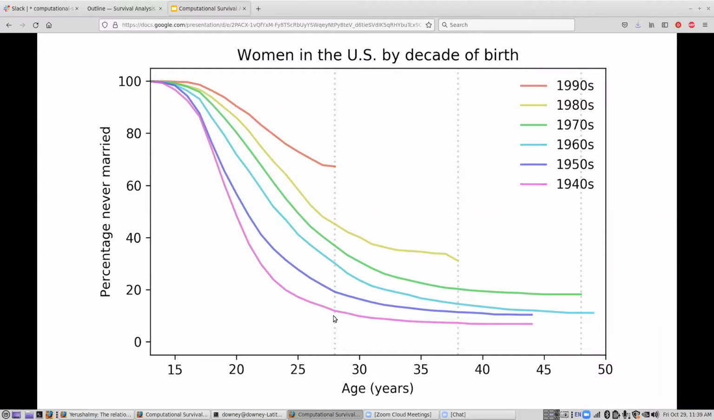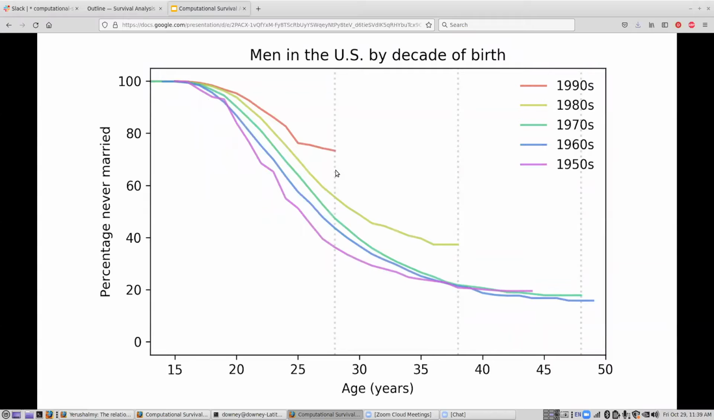But that has been changing from one generation to another quite dramatically. So for women, let's pick the blue line here. That's for women born in the 1960s. At age 28, it looks like there were still about 30 or 35% of them who had never been married. And if we now get to the most recent generation that we have data for, women who are born in the 1990s, we only have data for them that goes up to about age 28. And at age 28, it looks like about 75% of them are unmarried. So these are pretty dramatic generational changes.